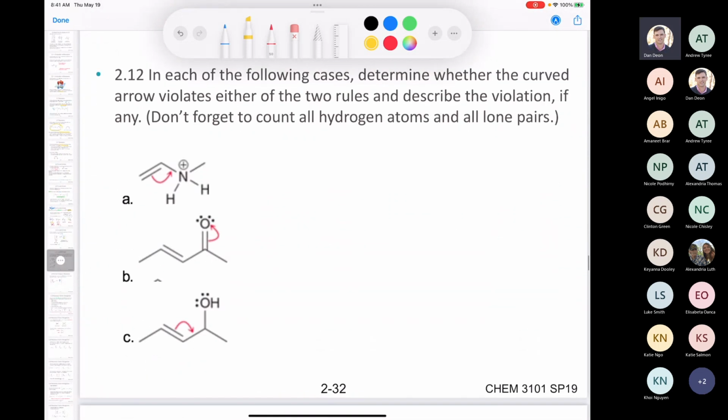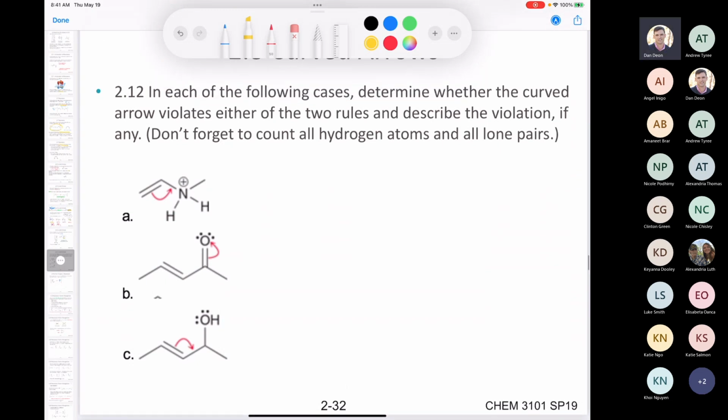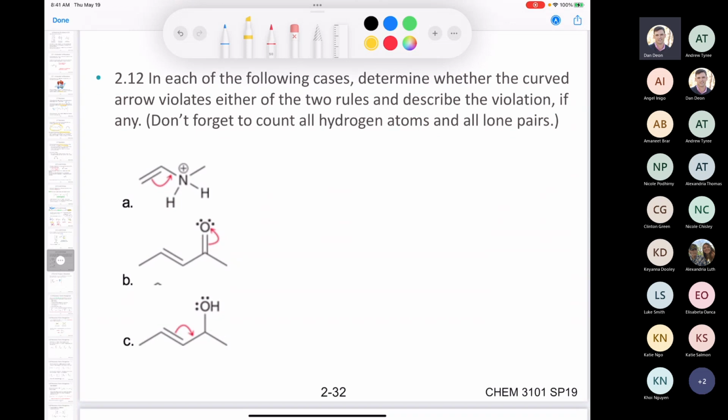Well, let's take a look at a practice problem here and see if we can identify the violations. We're like organic chemistry police officers or something. See if you can identify the violation that's occurring here, and describe the violation. It's like writing a ticket for these curved arrows. And not all of them are violations of the octet rule, or violations at all. Let's take a look at A.